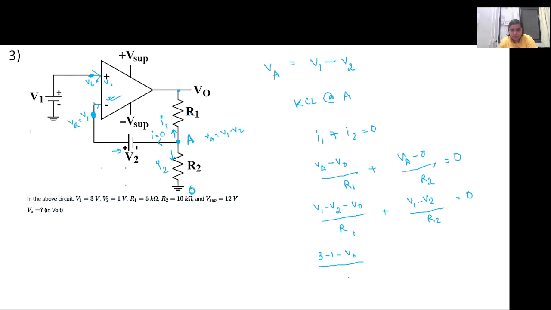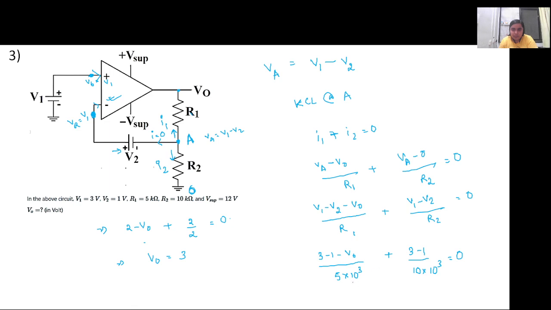R1 is 5 kilo ohm. Let me check. So this will be equal to 2 minus V0 plus, yeah, so V0 comes out to be 3, right?